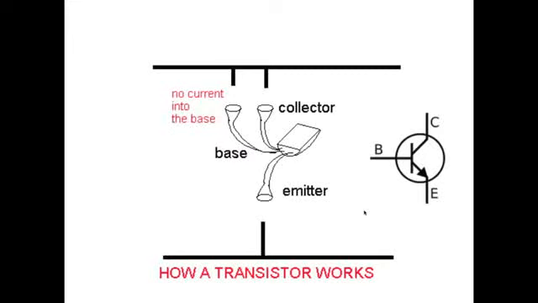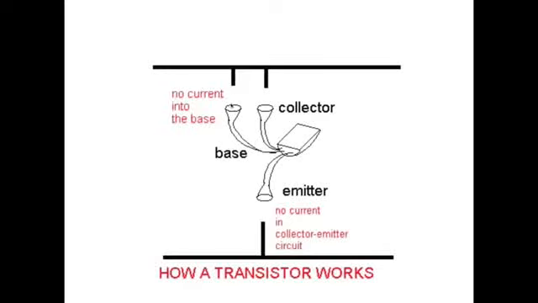Now here's a little diagram I got off the internet that kind of helps understand this a little bit as well. You have your collector, your base, and your emitter. Now if there's nothing flowing into the base, nothing can flow from the collector to the emitter. But if you have something flowing into the base, then whatever comes to the collector can go out to the emitter. Again, if something is flowing into the base, then something can flow from the collector to the emitter.